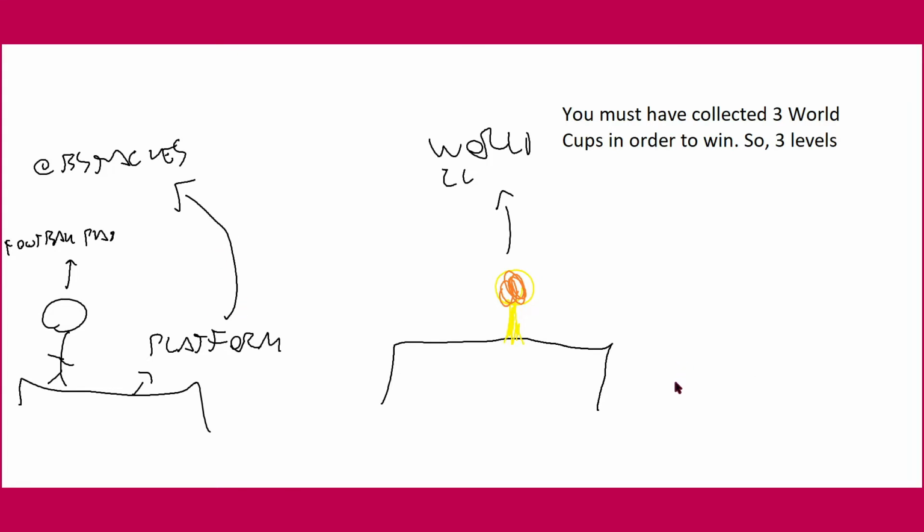Well, the goal of the game is to grab this World Cup that will be at the end of the level. While you are playing, you are going to have obstacles. I don't know which obstacles, but you have obstacles anyway. You must have collected 3 World Cups in order to win, so 3 levels will be needed. And the name of this game is Relics of Football.